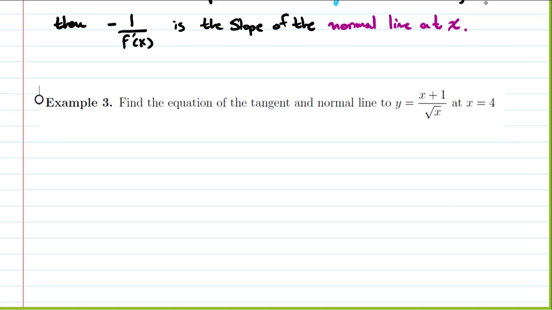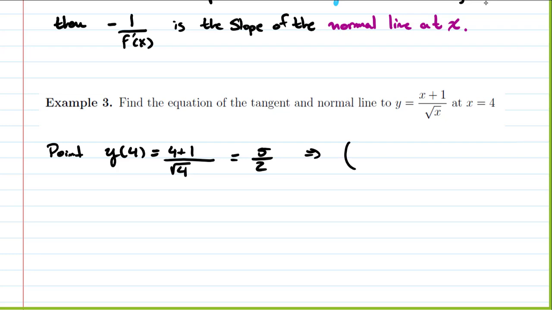Well, the point is easy, so we can calculate the point by just doing y of 4. So we plug y of 4 in, we get 4 plus 1 over the square root of 4, which is 2. So 5 over 2. So our point is the ordered pair. When I input 4, my output is 5 over 2.